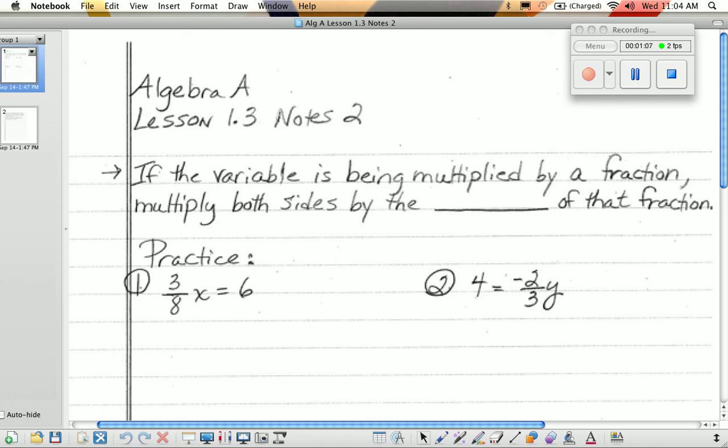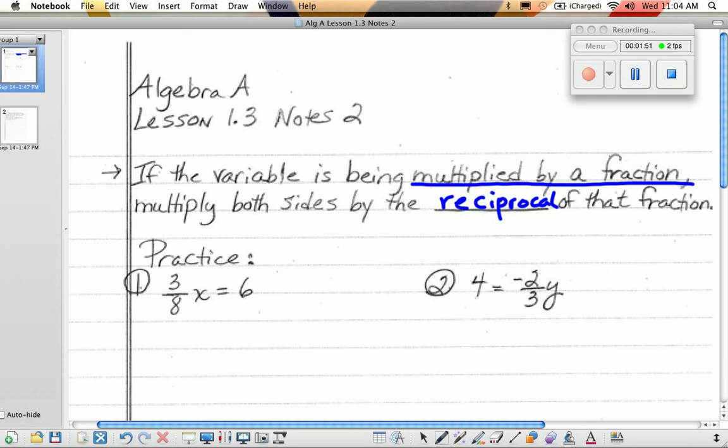Now, if we're not going to use a fraction key on our calculator, and we have fractions to deal with in the problem, if a variable is being multiplied by a fraction, as it says at the beginning of our notes, we can undo that multiplication with another multiplication. What would that be, Rose? We can multiply both sides by the reciprocal of that fraction.